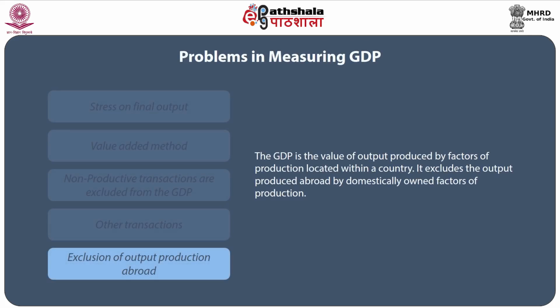Exclusion of output produced abroad. The GDP is the value of output produced by various factors of production located within a country. It excludes the output produced abroad by domestically owned factors of production.